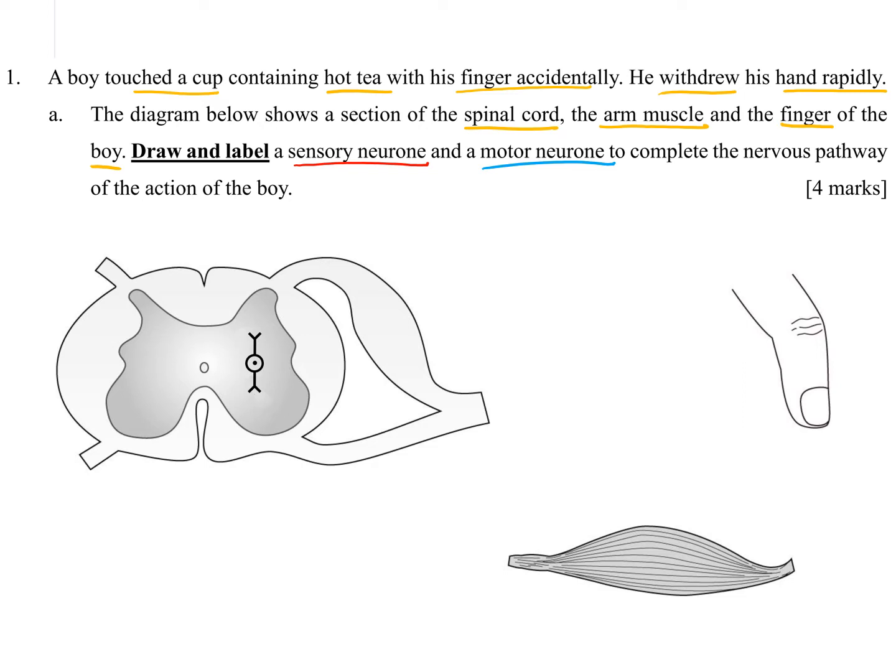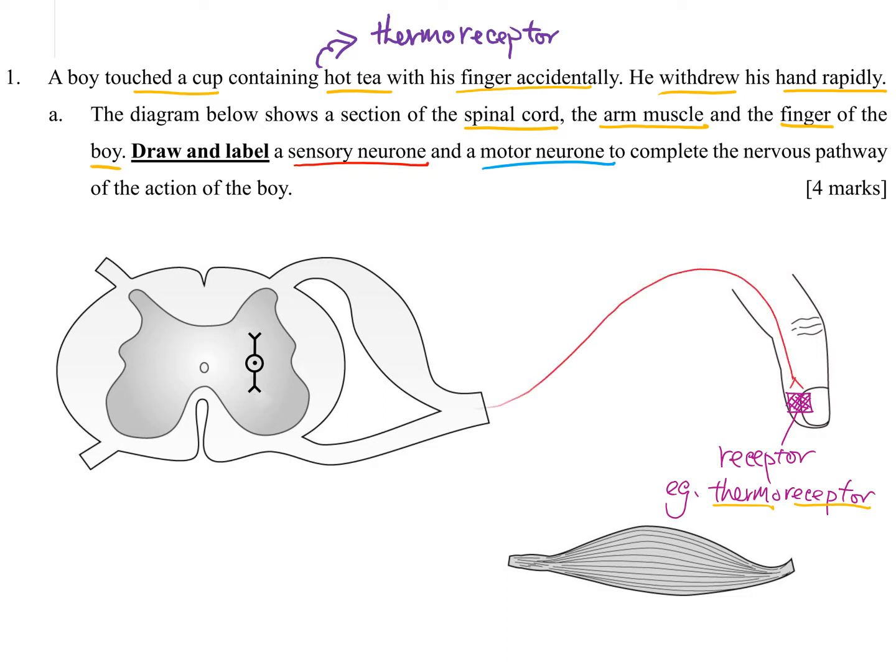So what should you do first? I think you better show the receptor which helps to receive the hot sensation in the tea. That is, the receptor called the thermoreceptor. Thermoreceptor, it has the name thermo, that means temperature detection. It's a receptor for detecting temperature. Thermoreceptor detects the hot tea, the hot temperature, and then draw out the sensory neuron like this.